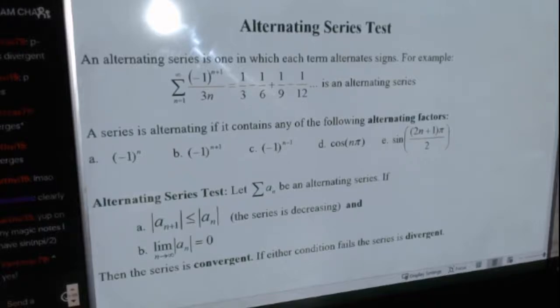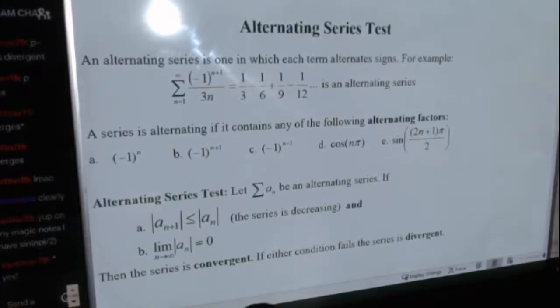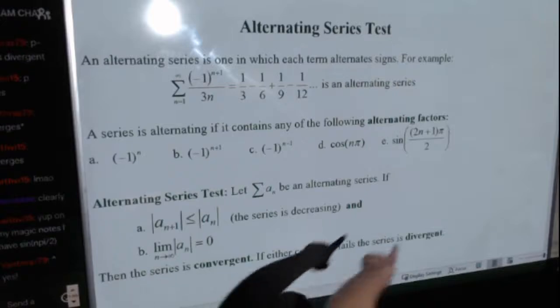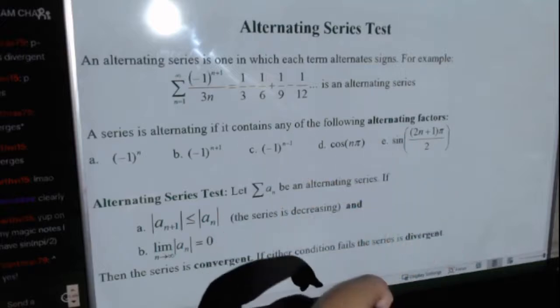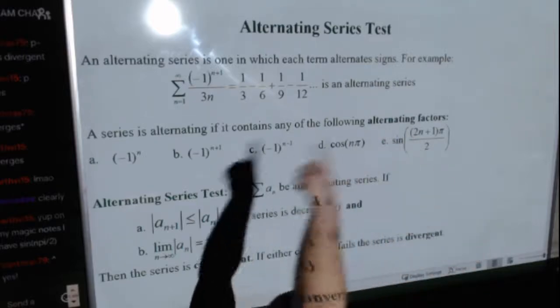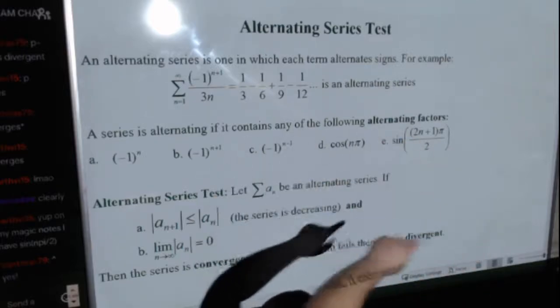What's that, Parthie? On my magic notes, I have sine n pi over 2. So yeah, see, I did fix it. Okay. So yeah, it's got to be right. It's got to be pi over 2, 3 pi over 2, 5 pi over 2, and so on to get 1, negative 1. So that is correct.